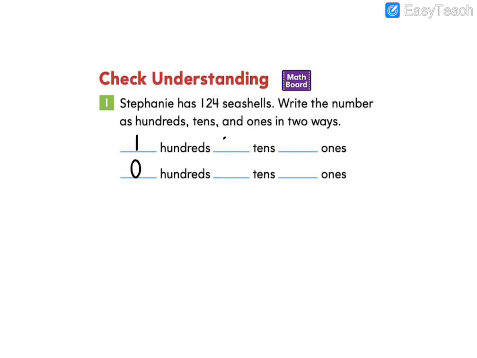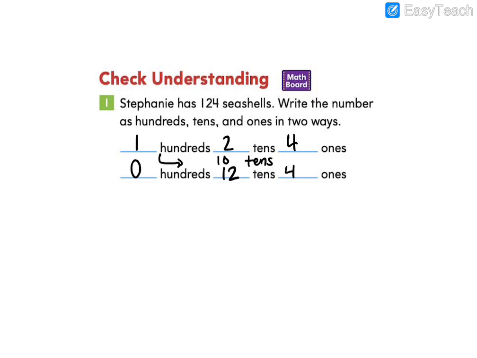Your first way should look like 100, 2 tens, 4 ones. So now let's think if we have 0 hundreds. This 100 is equal to 10 tens. So in total, our 10 tens plus our 2 tens would give us 12 tens and 4 ones.